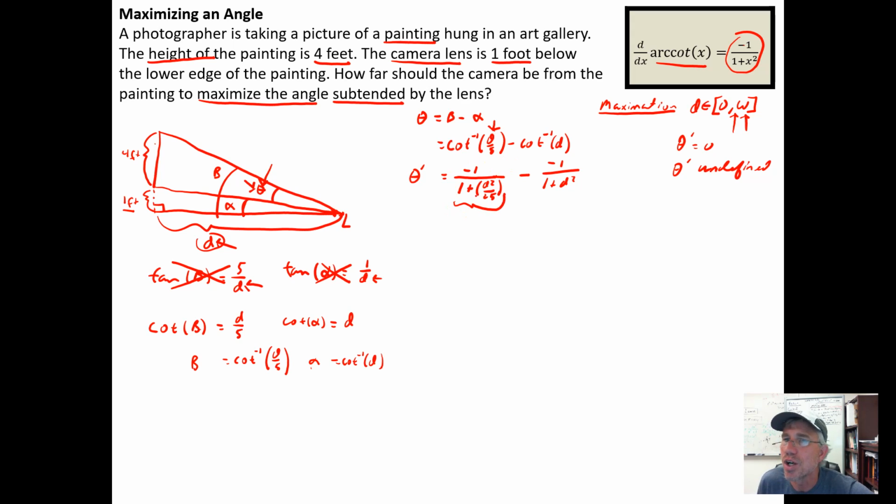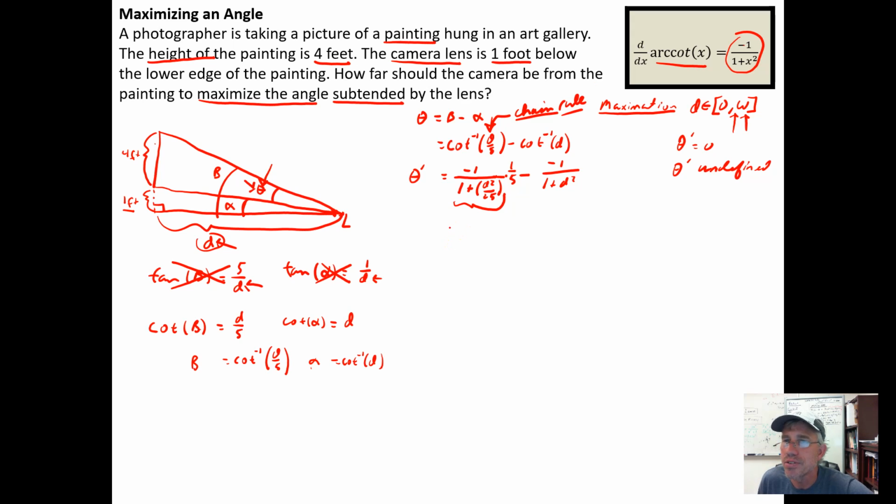My mistake here on my first derivative is that I actually have a function composition. D over 5 is a function inside of the cotangent function. So I take the derivative of the cotangent inverse, but then I have to multiply by the derivative of the inside function. And the derivative of d over 5, or 1/5 d, is just going to be a fifth. So I have to do the chain rule here. That function composition requires the use of the chain rule, and I started to get lazy and not do the chain rule in this case.